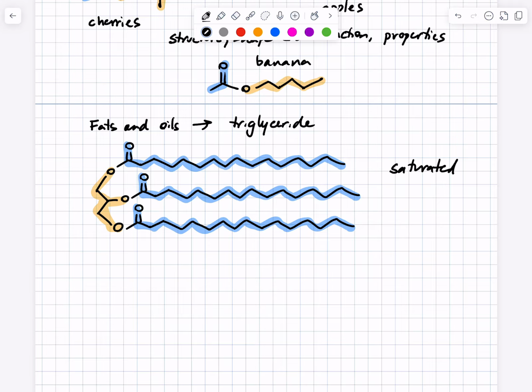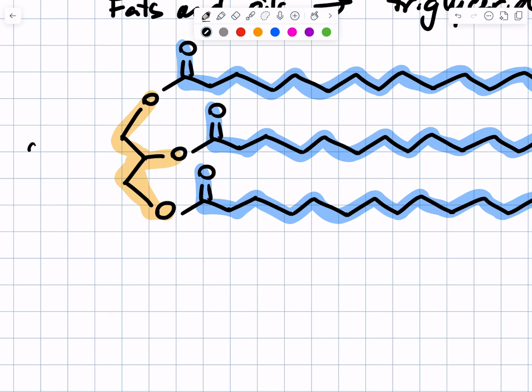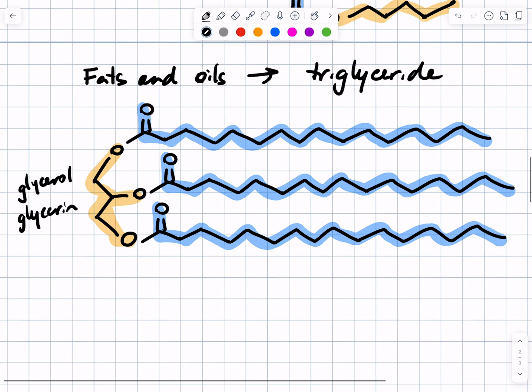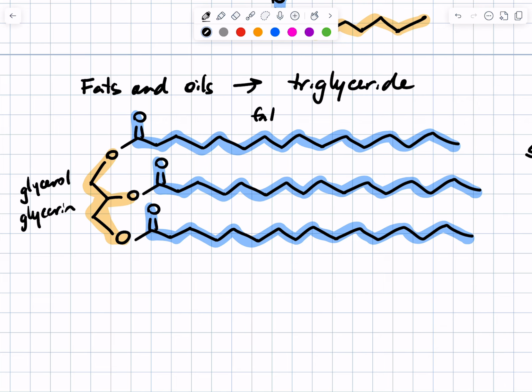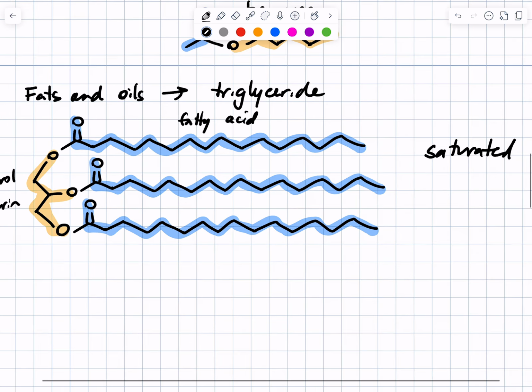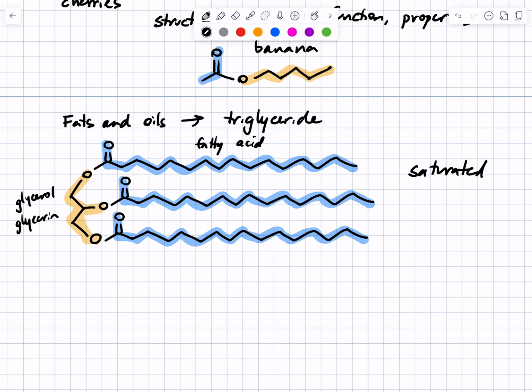The orange portion is called glycerol or glycerin, and then the blue portion is called the fatty acid portion. And nature actually makes this from glycerol and from a fatty acid. You'll learn about that in 352. This is an example of a saturated triglyceride because there are no double bonds in it.